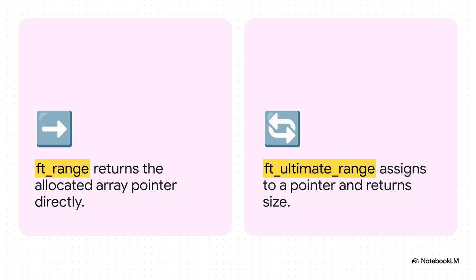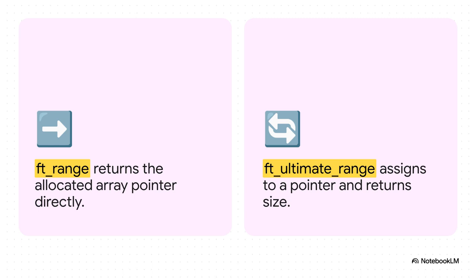This perfectly illustrates a key architectural difference in C programming. Notice how ft_range returns the array pointer directly to the caller, but ft_ultimate_range returns an integer, specifically the size of the array, or a -1 if your malloc fails. Because the function's return value is already occupied by the size or an error code, we have to use a double pointer, range, as a parameter to pass the newly allocated array back out.